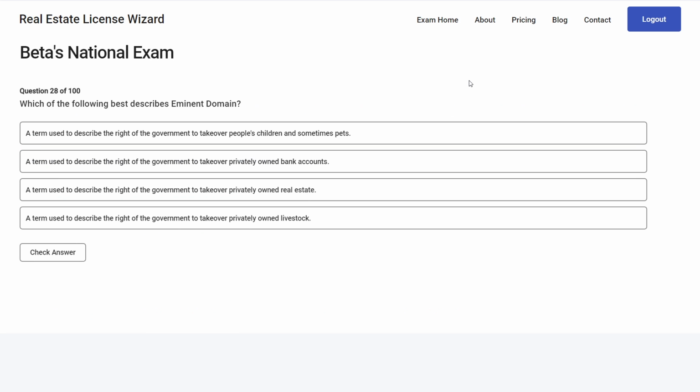28. Which of the following best describes eminent domain? Okay. Is it a term used to describe the right of the government to take over people's children, sometimes pets? Is it a term used to describe the right of the government to take over privately owned banks? Is it a term to describe the right of the government to take over privately owned real estate? Or is it a term to describe the right of the government to take over privately owned livestock? All right. I'm giving you guys an opportunity here to think it over.